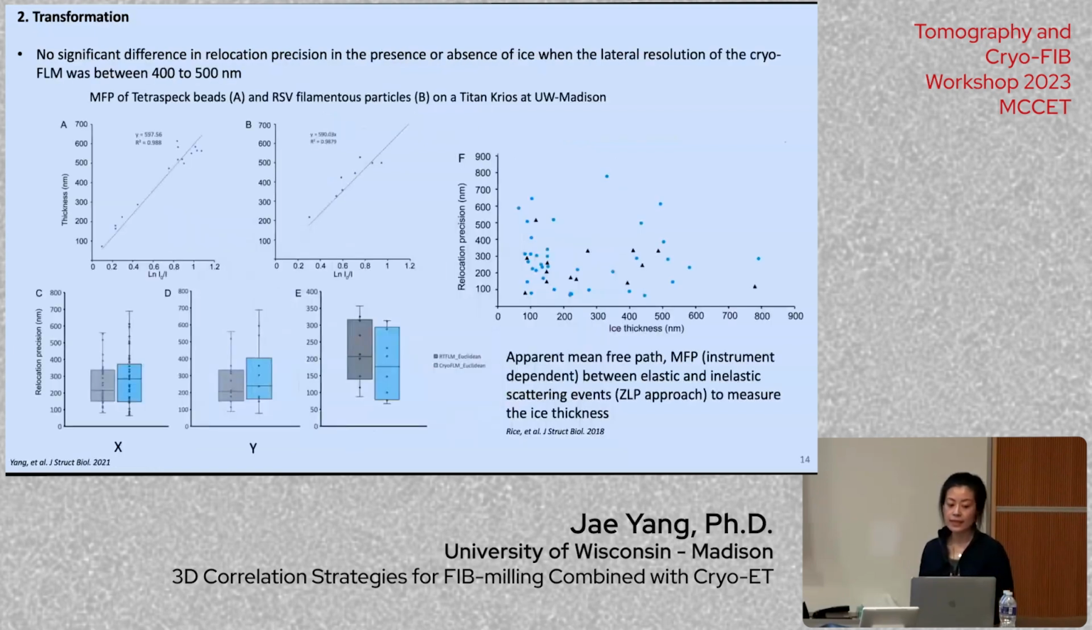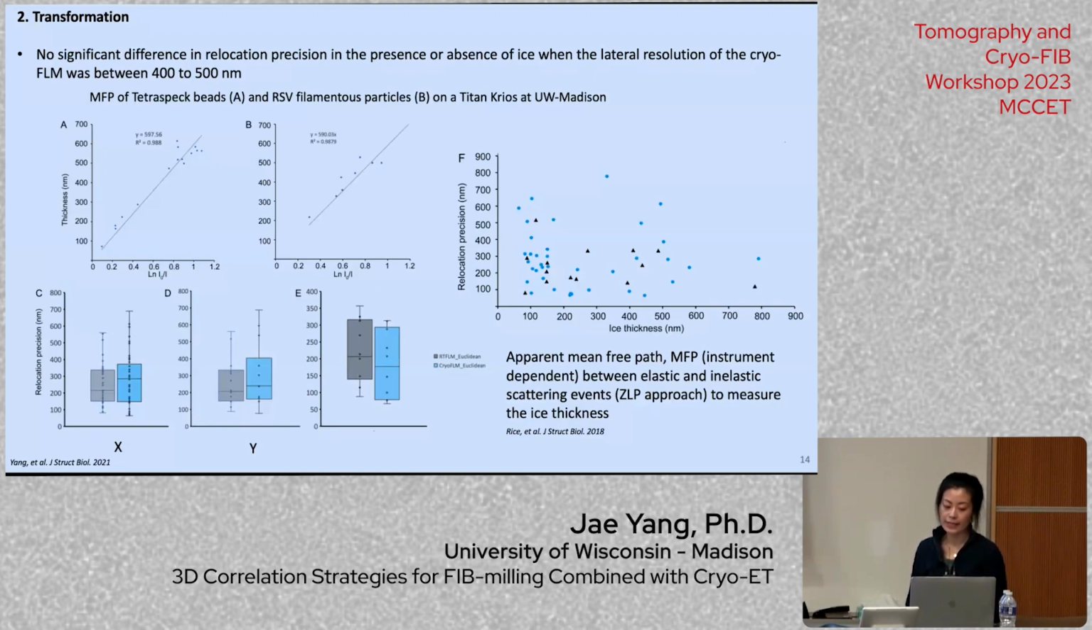And then the second part is the ice thickness, because under cryo, you have ice. And people always wonder, will ice also introduce some deformation? Not particularly around your sample, but it probably obscures your signals or something. There's a lot of discussion as to how fluorescent signals behave under cryo, and we are not going to discuss it right now. So we are looking at ice thickness with respect to the precision of relocation.